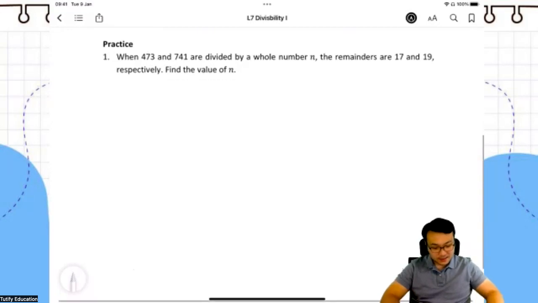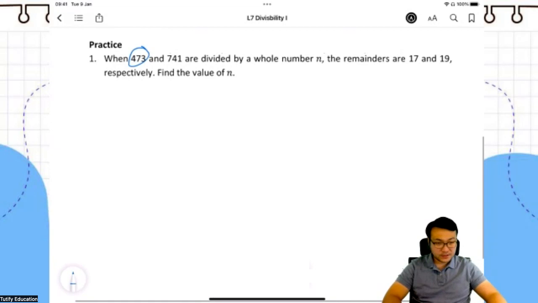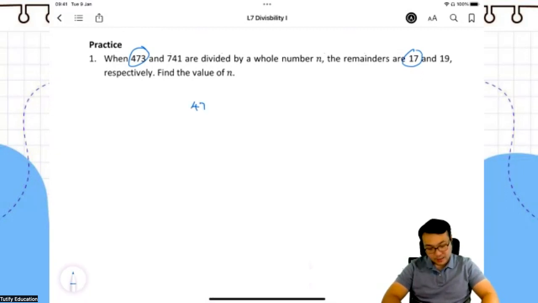Okay, Talia, let's take a look. What should I do first? I realize that if I divide 473 by n, the remainder is 17. So how do I make 473 into a number that's divisible by n? What should I do? 473 minus 17. Yes. So then that will give me 456. And this is divisible by n.